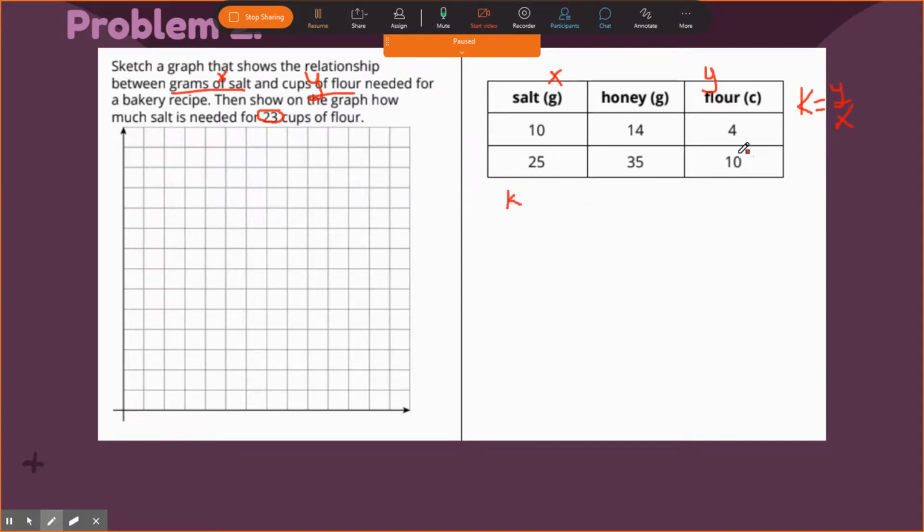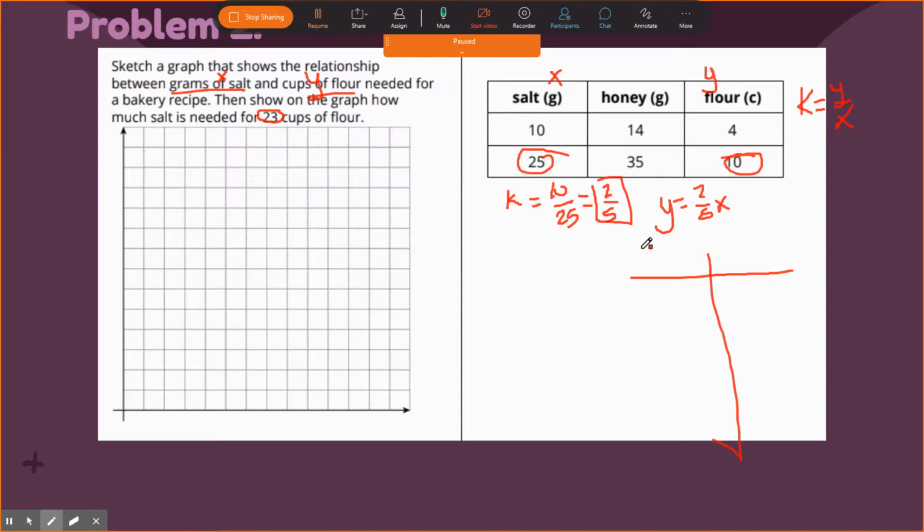So I'm going to pick 10 and 25. And I'm going to do 10 over 25 because flour is my y and salt is my x. I can reduce them both by taking 5 out of both of them. 10 divided by 5 is 2. 25 divided by 5 is 5. That makes my constant of proportionality 2 over 5, which makes my equation y equals 2 over 5x. So now I need to form my table. So here's my salt, and here is my flour.